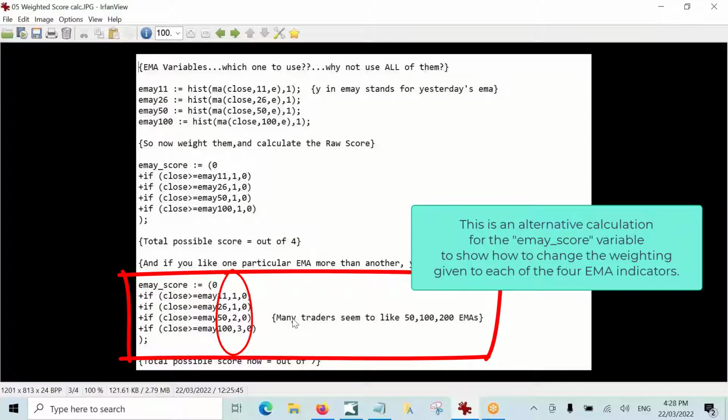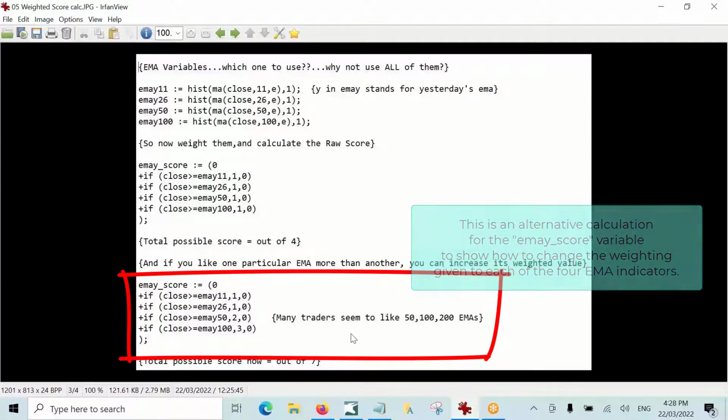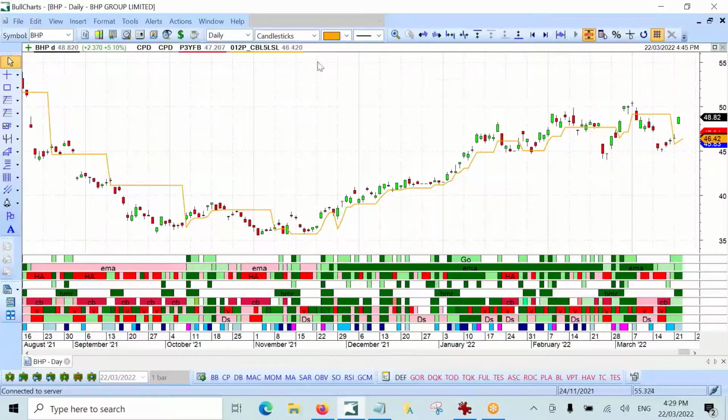Otherwise, it's nothing. Many traders seem to like these significant figures, 50, 100, 200 EMAs, so they sort of become self-fulfilling prophecies. And again, if you like the EMA 100, I've given it 3 points. So you now have a total possible score out of 7.